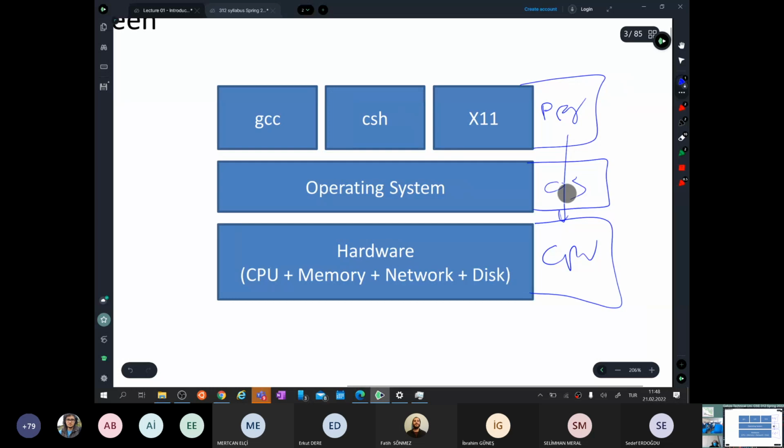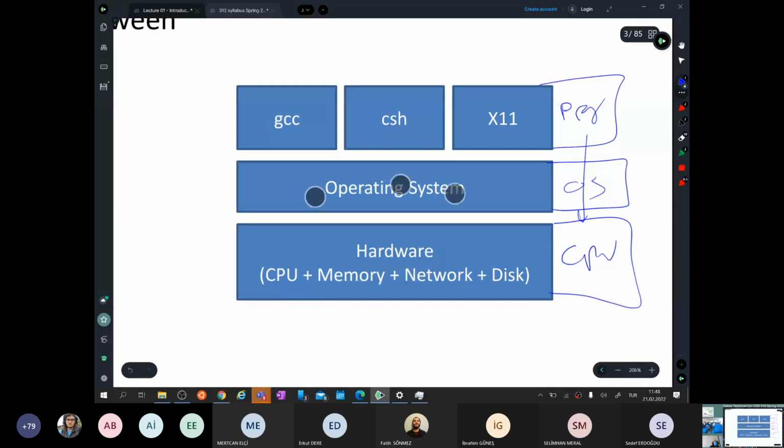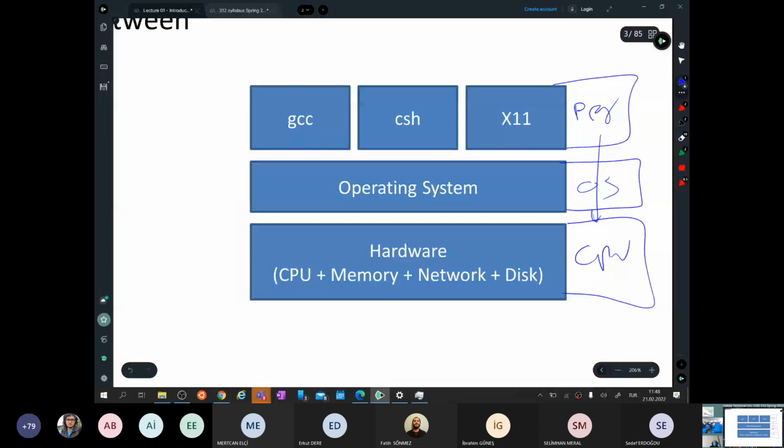Okay, so don't take this layer as a completely opaque layer. Most of the time, my programs access the hardware directly because they are allowed to. If I am allowed to access the hardware directly, the CPU or the memory or the network buffers, etc., then that will be fine.